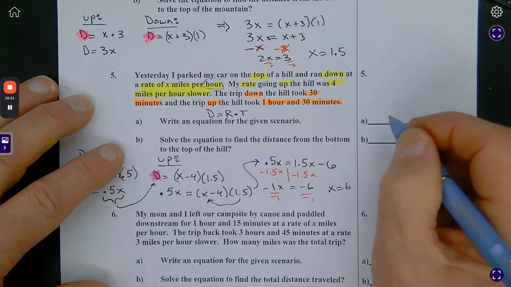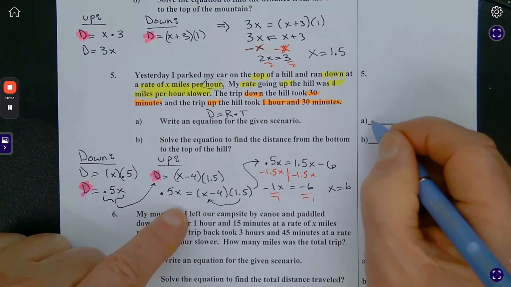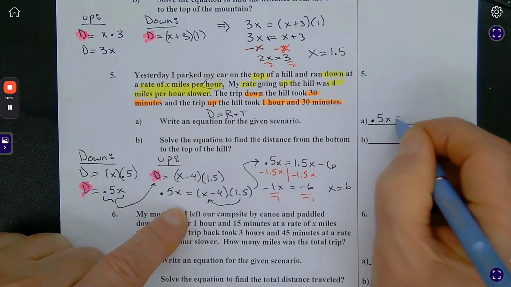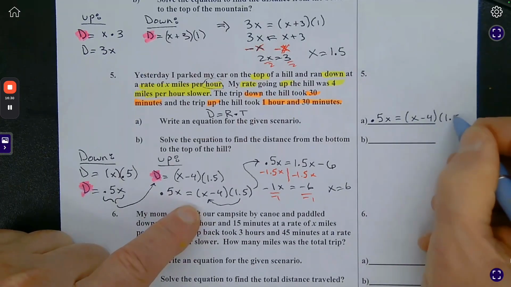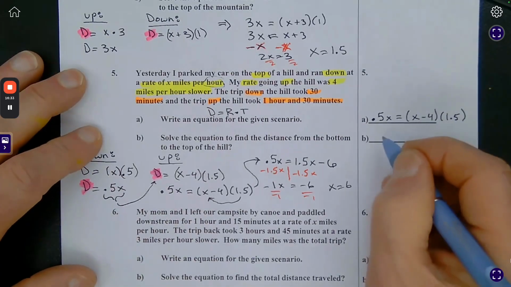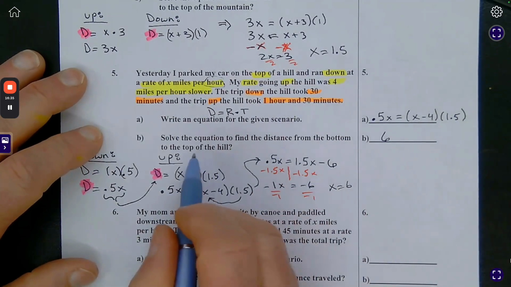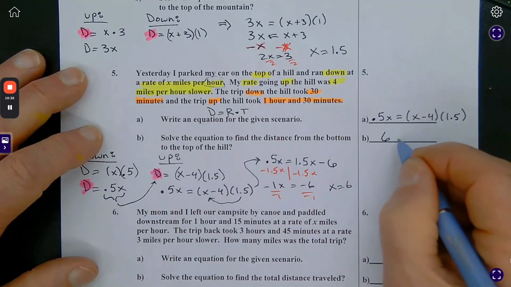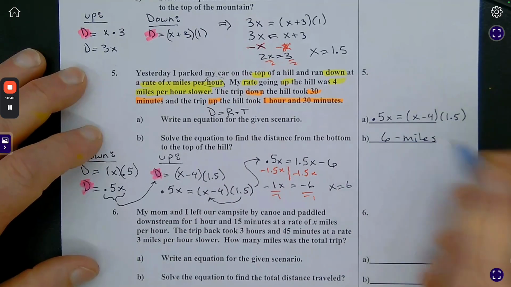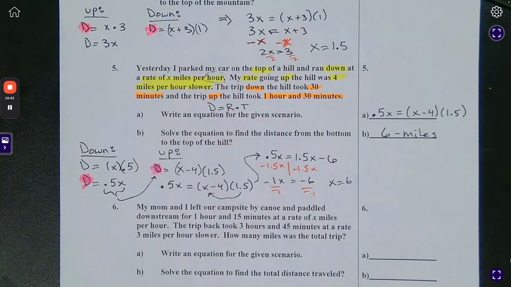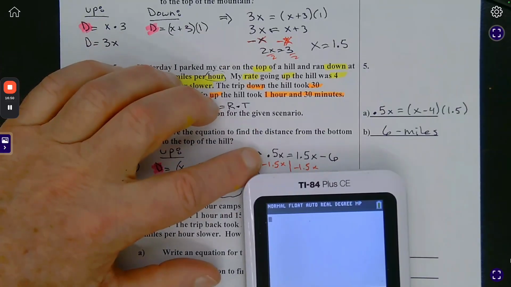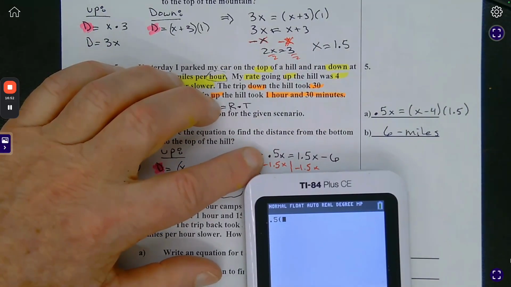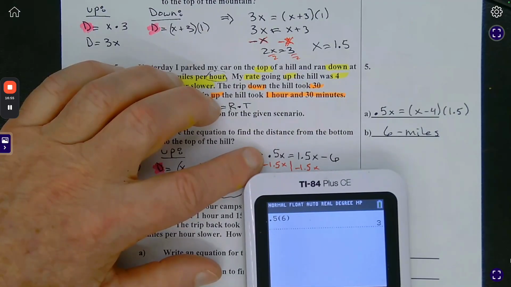All right. Oh, sorry, I didn't write my equation. I'm going to write my equation as 0.5x equals x minus 4 times 1.5. Okay, now I have 6. Solve the equation, find the distance from the bottom to the top. So one direction is 6 miles. That's it. Done. I'm going to check it real quick just to see if the values will be the same on both sides. That's that. Good.